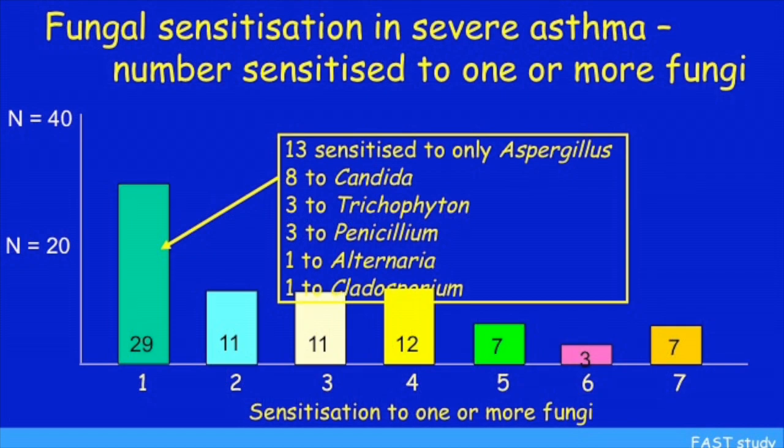Patients with fungal sensitisation tend to be sensitised to more than one. And the common ones we see in the UK are Aspergillus, which Rich will talk about in more detail, Candida, Penicillium, Alternaria, Cladosporium. Just want to make the point that we don't know anything about the importance of these allergens in Africa.